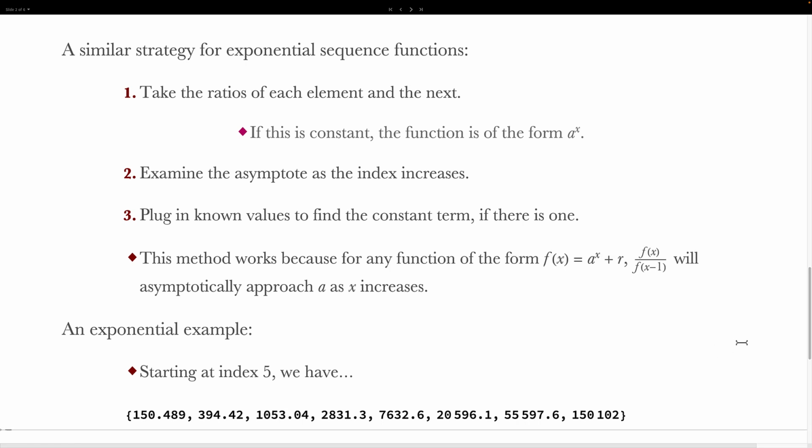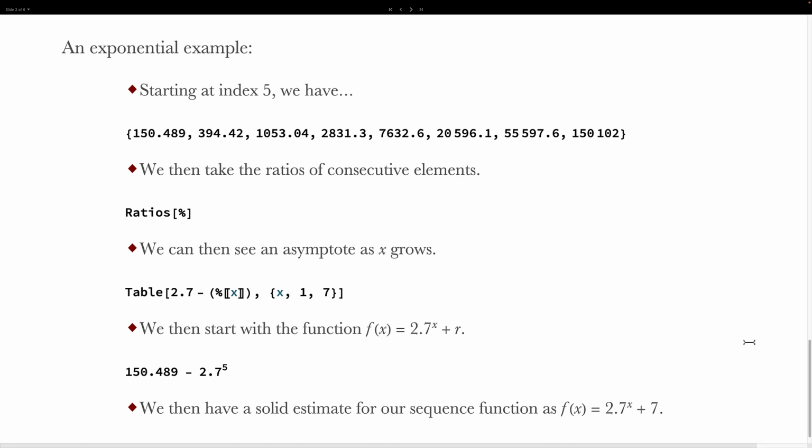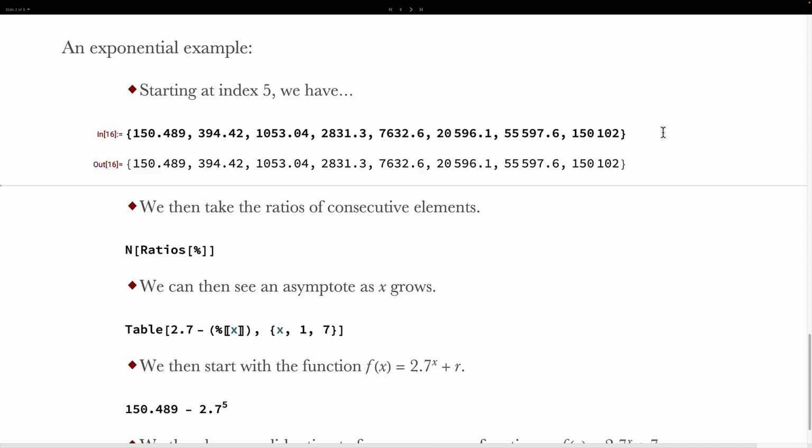Now this method works because for any function of the form f(x) = a^x + r, f(x) divided by f(x-1) will asymptotically approach a as x increases. Now to demonstrate that this strategy works, we have an example using an exponential sequence function. Starting at index 5, we are given these kind of evil values for our sequence. To be able to use this sequence within the Wolfram Language, we then just evaluate this cell.